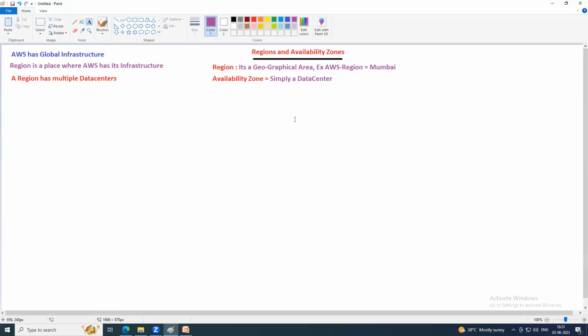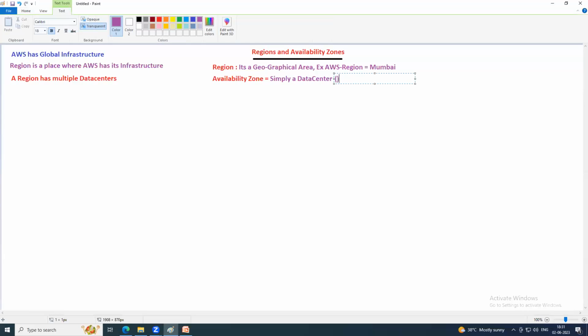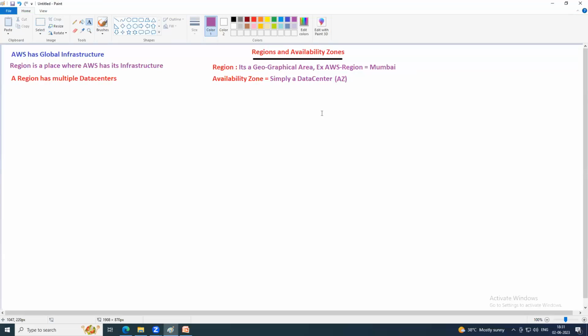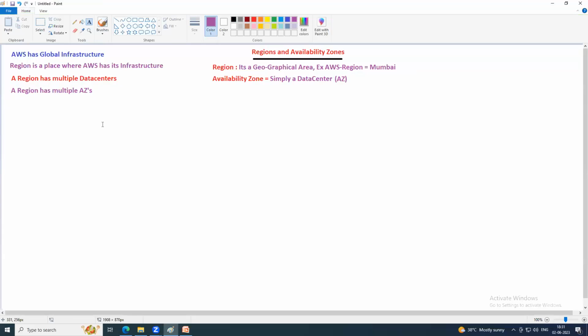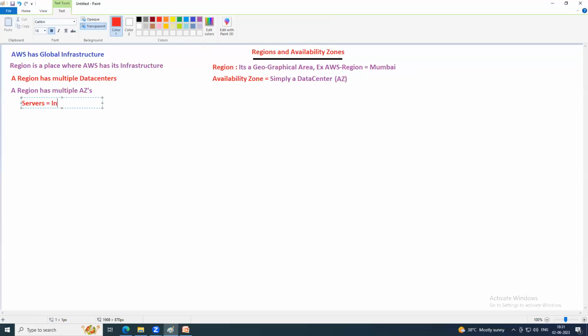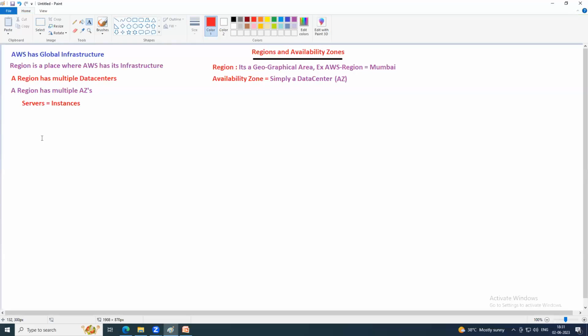Now we know that a region contains multiple data centers. Can you rephrase that sentence now? A region contains multiple availability zones. So we should not call it data centers anymore. Data center is equal to availability zone. In shortcut, you call it AZ. AZ meaning availability zone. So a region has multiple availability zones. Getting it? So what are the servers called here? What are the servers called? Instances. What instances? EC2 instances.